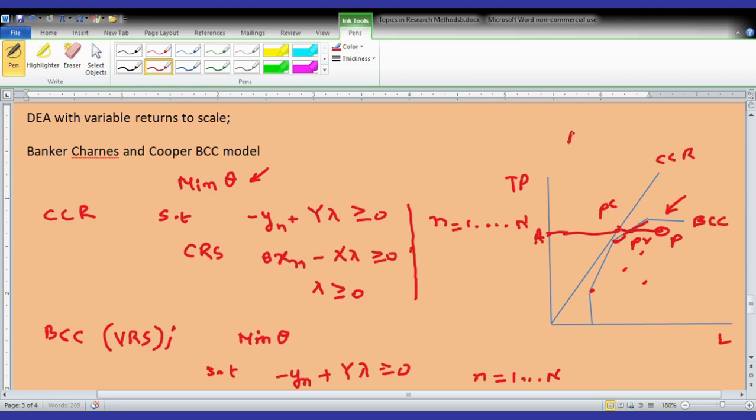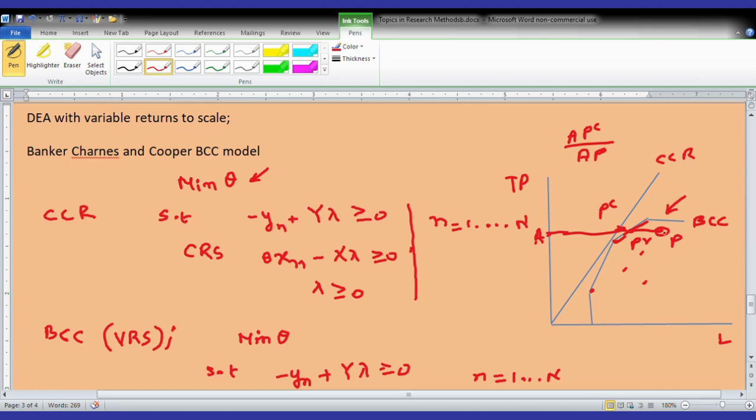So APC divided by AP is this distance of the inefficient outcome, and you see that APC divided by AP is the technical efficiency. What we are saying is that because this point P is not on the total product curve, it is producing the given level of output with more inputs.